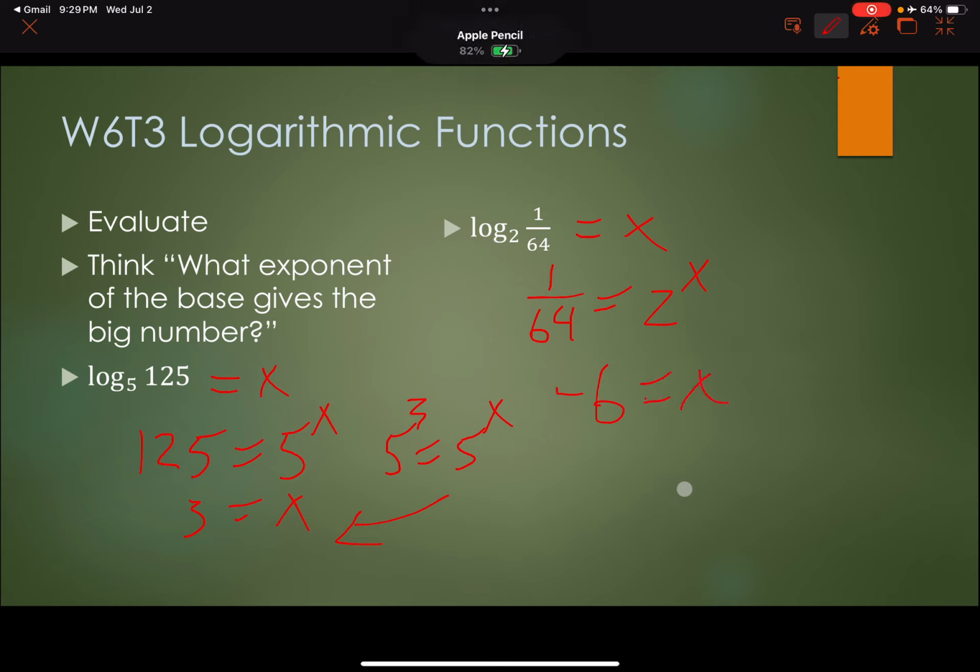Okay? So, same idea. You could also have written this as 2 to the negative 6 equals 2 to the x, which then you're going to get negative 6 out of it. Okay? Hopefully you got that. Hopefully that makes sense.